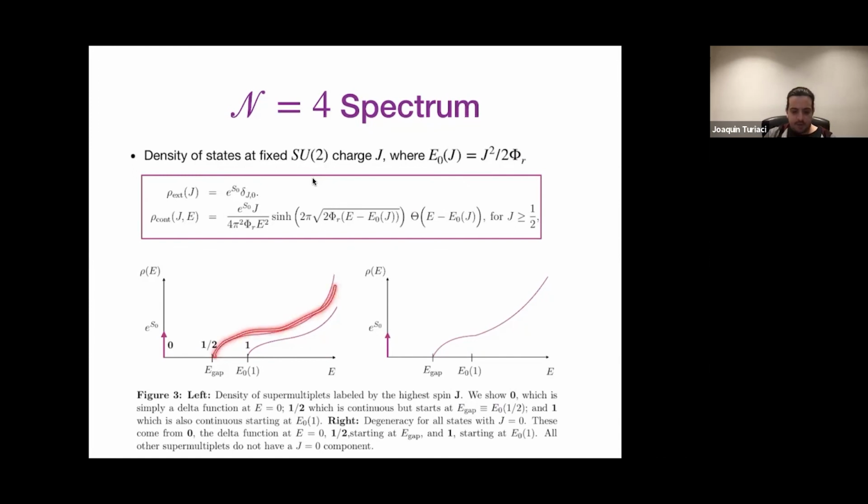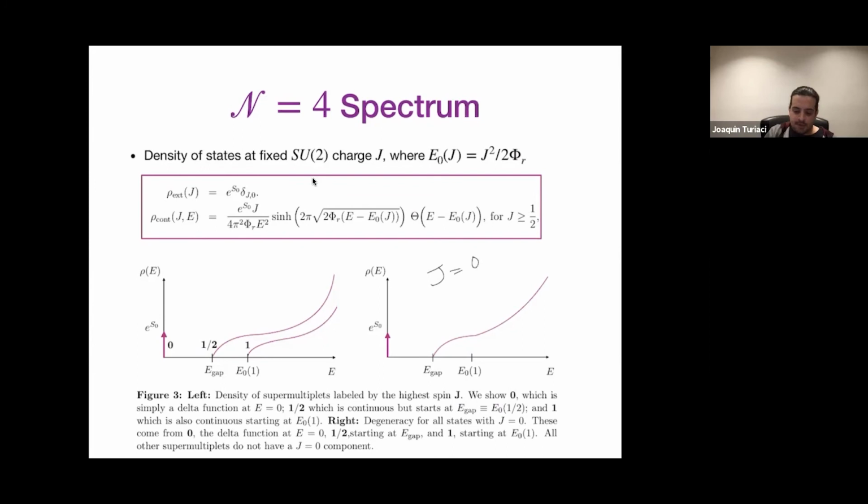And this curve is what you get from this sinh. Then in the right-hand side, what I draw is the density of states for each angular momentum, not supermultiplet. So here I write all the states with J equals zero.